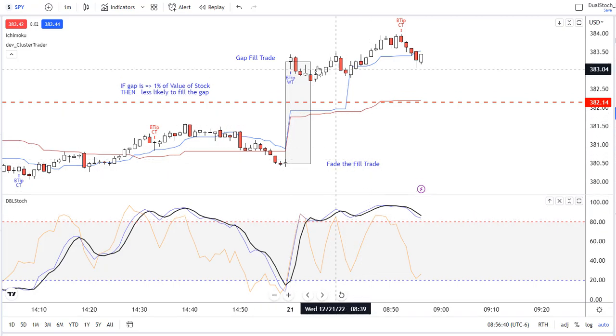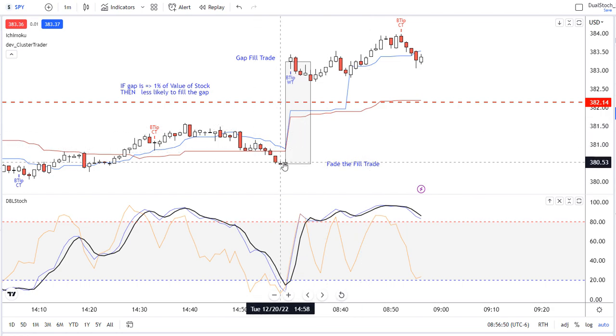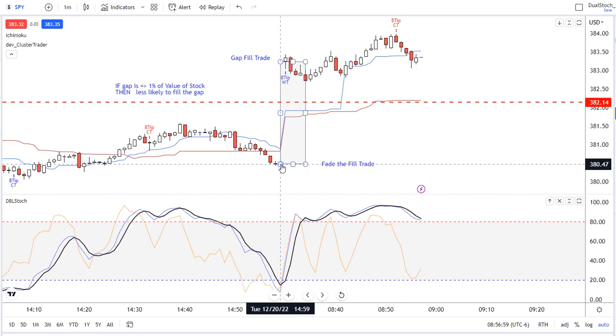All right, so we've got two different styles of trade. The first thing that has to happen on this trade in order for it to set up is price gaps open from the prior day's close. So here is the prior session close right here. This is the SPY exchange traded fund, S&P 500 index. It closed the prior day at approximately $380.50.